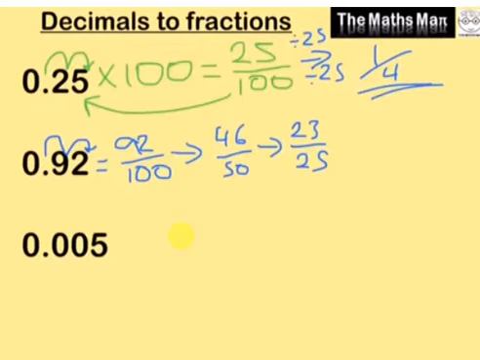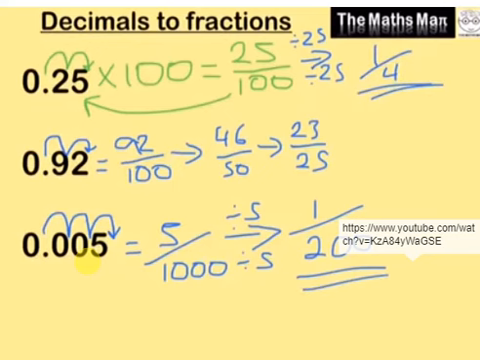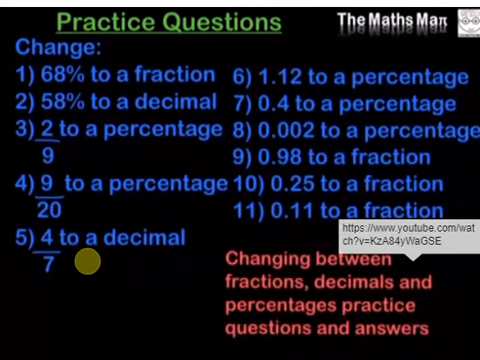Now in the third case, this one should be 5 over 1000, because the dot has to be moved 3 steps forward. That is 5 over 1000. It is so because when you divide 5 by 1000, you come back getting 0.005. To reduce it to the simplest fraction, you divide the number above and the number below by 5, and you get 1 over 200.